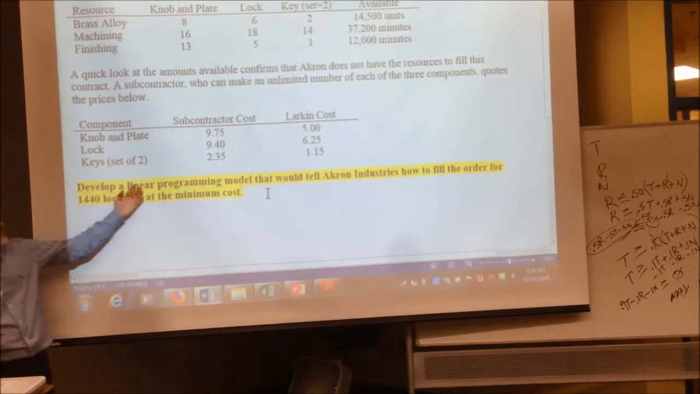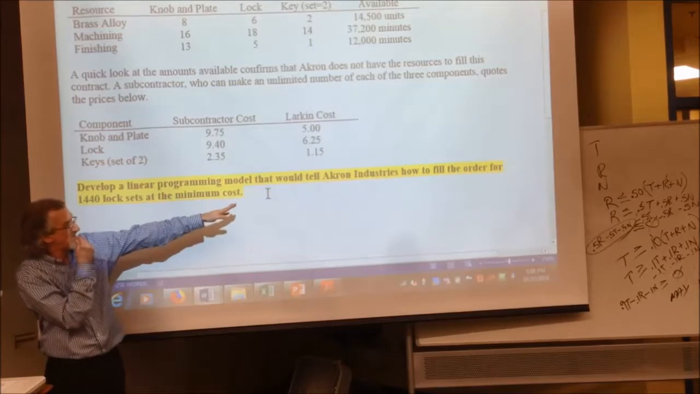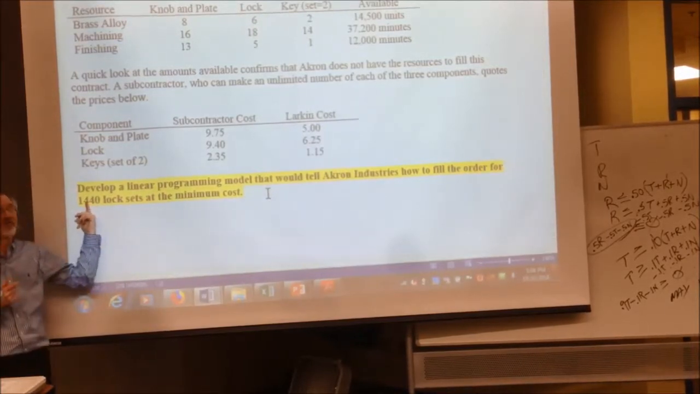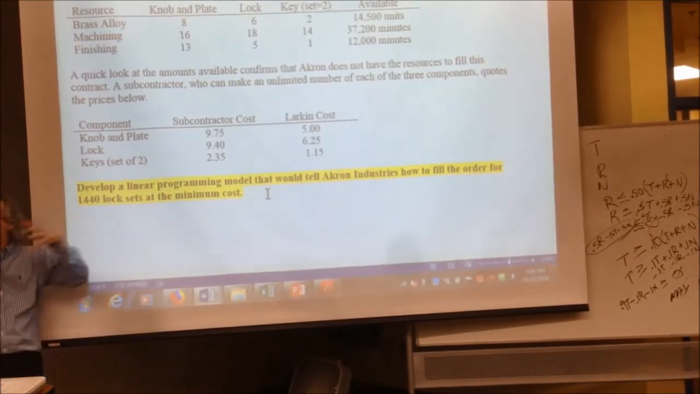Develop a linear programming model that would tell Akron Industries how to fill this order for 1,440 lock sets. That's all 3 components together.